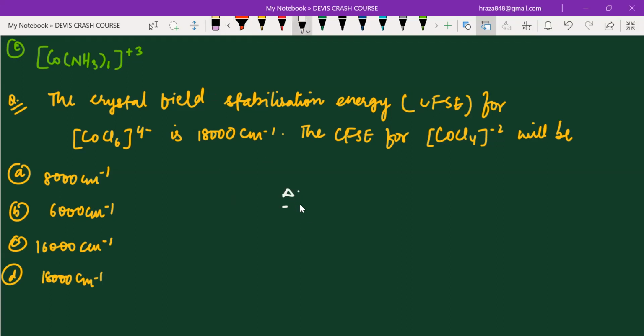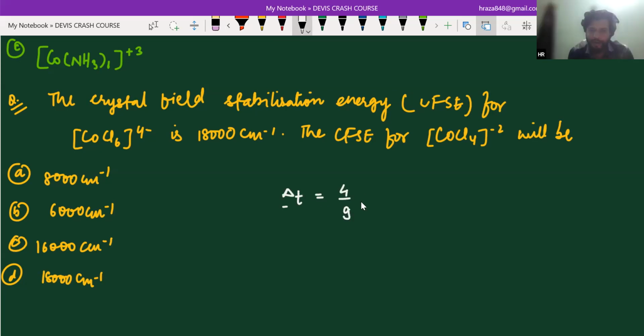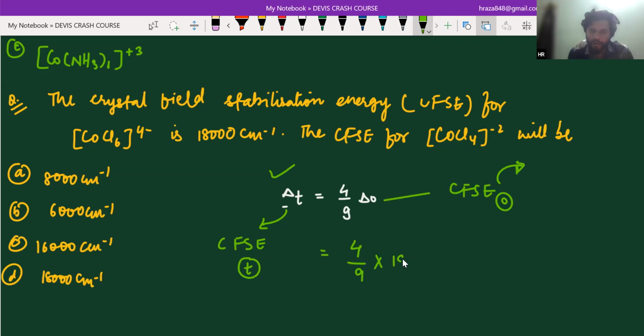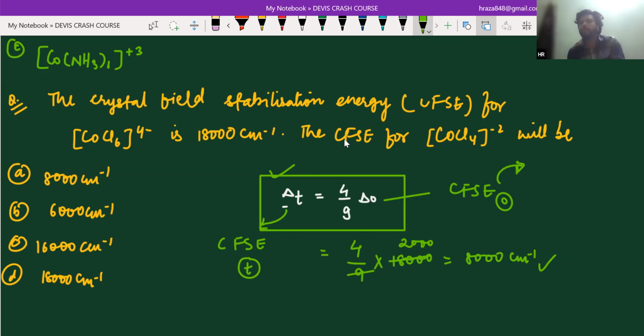So basically, you know that delta T is equal to 4 by 9 delta naught. What is this? This delta T is the CFSE, crystal field stabilization energy for tetrahedral, and this is your CFSE for octahedral, right? Octahedral is given, and we need to calculate the tetrahedral. So you put the value, and you will get your answer. 18,000 will be cancelled by 2,000, and then you will get 8,000 per centimeter. So these formulas are very, very important.